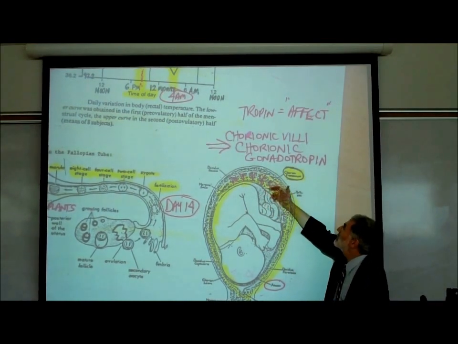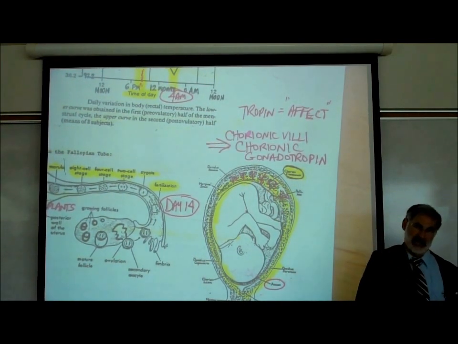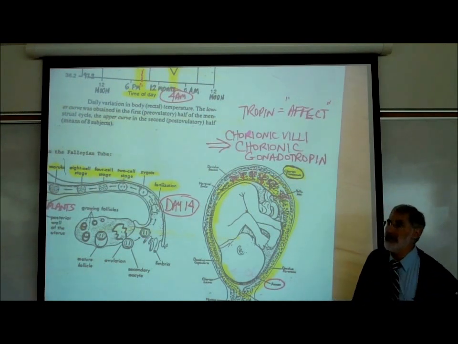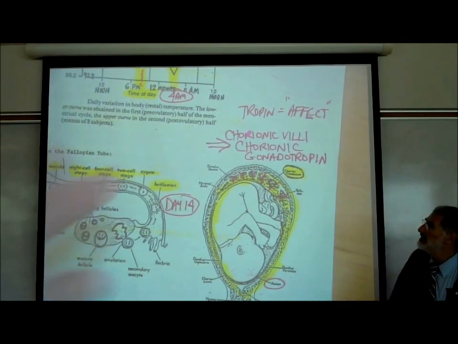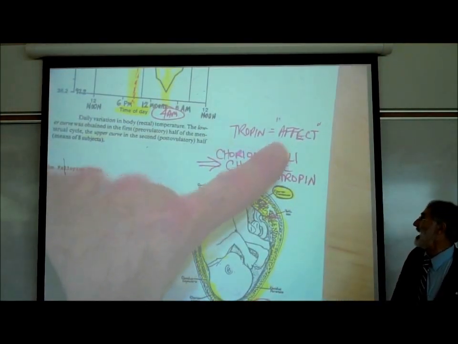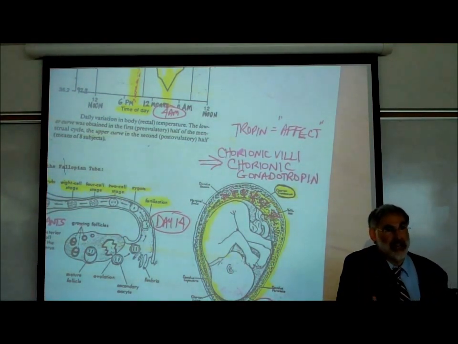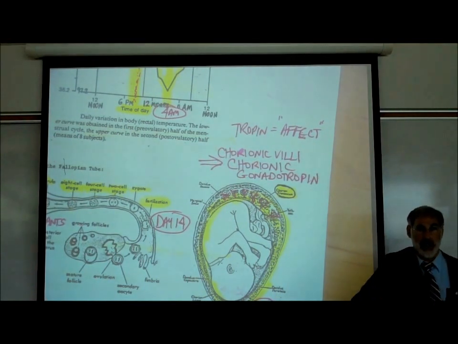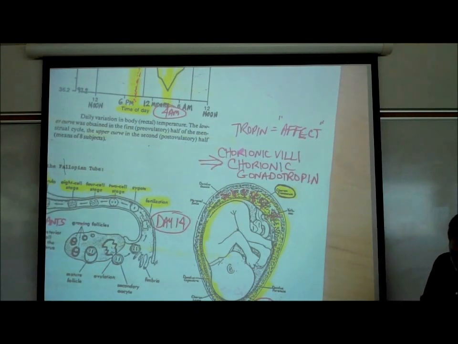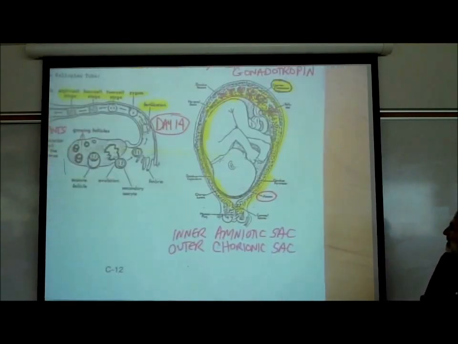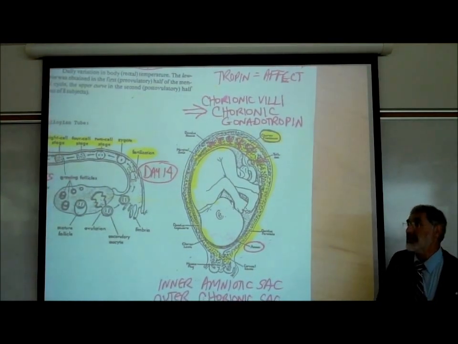This hormone enters the mother's bloodstream, and it affects her ovaries. That's why it's called gonadotropin. You'd say, why? The word tropin means to affect the gonads. Gonads are reproductive organs. What are the reproductive organs of the mother called? Ovaries. It affects her ovaries. It affects her gonads. Here I just wrote the chorionic gonadotropin. So it affects the ovaries of the mother.